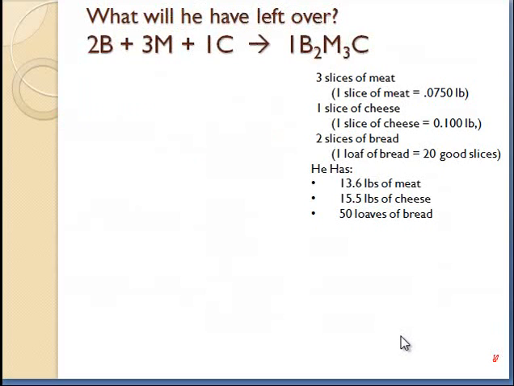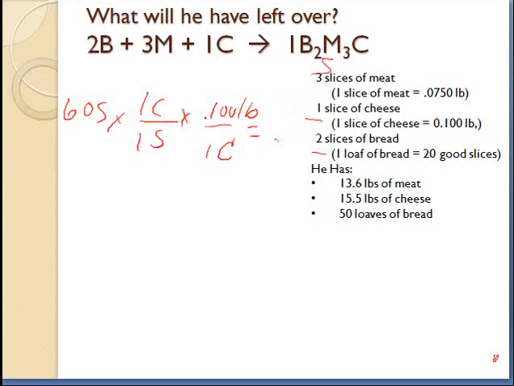And then, alright, now we're going to answer the question of what does he have left over. So we know that all the meat's been used because that was the limiting reactant, right? So we're going to figure out how much extra cheese and how much extra bread. What we know from the last part was that we made 60 sandwiches, right? For cheese, what I know is for 1 sandwich I need 1 cheese, and that 1 piece of cheese weighs 0.100 pounds. So what this means is I need 6.0 pounds of cheese.